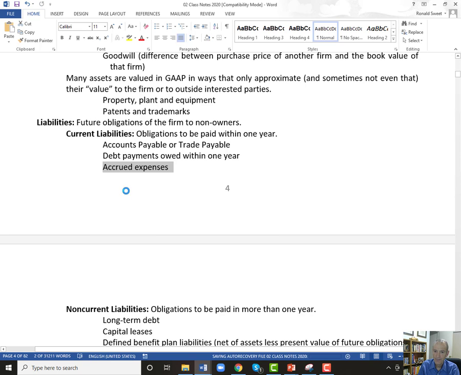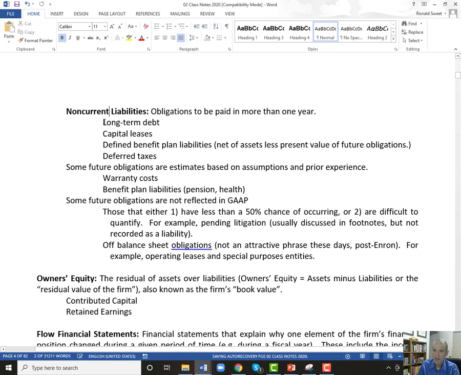Then you have your non-current liabilities, obviously your long-term debt, your leases. That's the part of accounting rules that are changing. You have your benefit plans, your pension plans, those type of things. Things like 401k plans, which many of y'all might get in your first job. Those are generally not on the balance sheet of a company because those assets don't belong to the company. They belong to the employees.